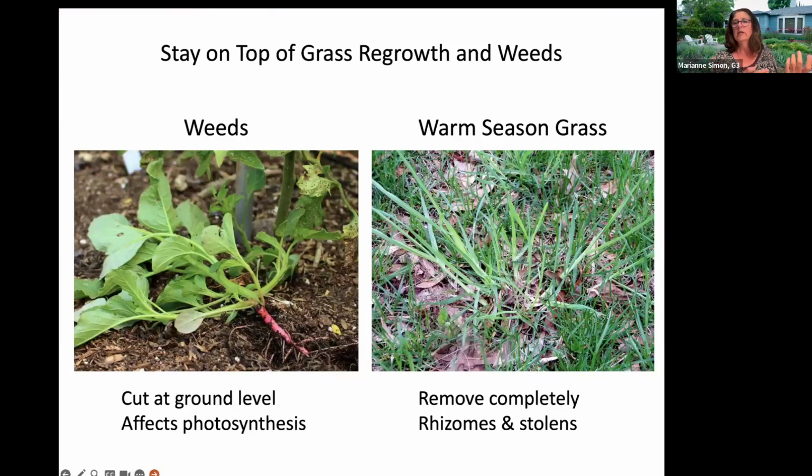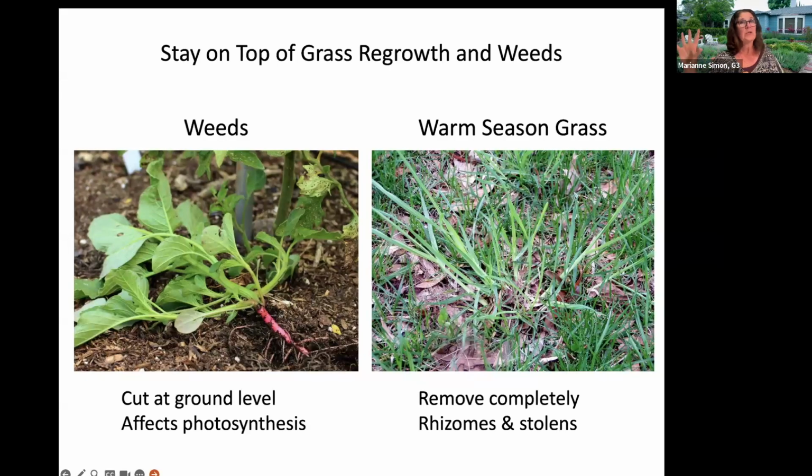Now, especially if you're doing a turf conversion where you're taking out turf and you're putting in climate appropriate plants, odds are you're going to see some sort of regrowth. Great odds you're going to see some sort of regrowth.